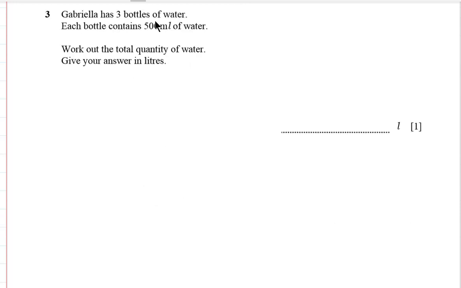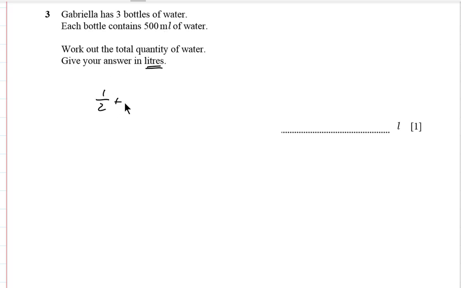Question 3. Gabriella has 3 bottles of water. Each bottle contains 500 milliliters of water. Work out the total quantity of water. Give your answer in liters. It's a piece of cake, of course. We have two methods. We can first say that 500 milliliters means half a liter, because this word milli means 1 out of 1000. So 500 milliliters is just half a liter.